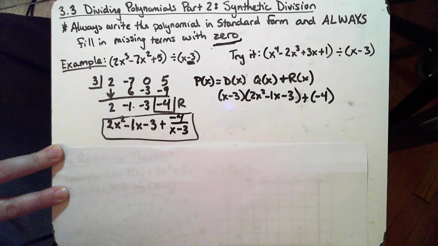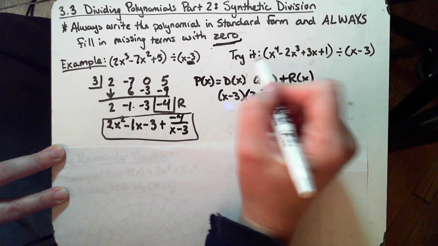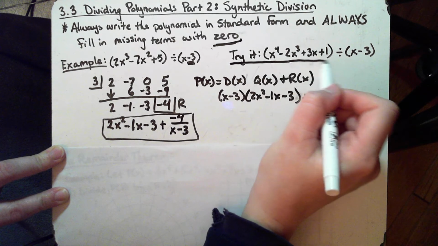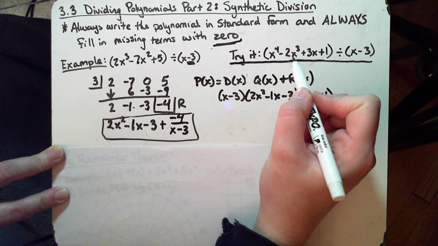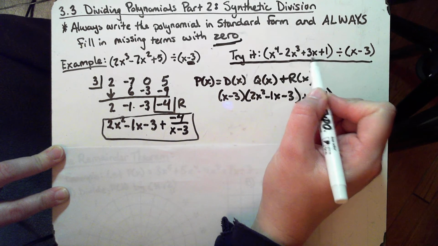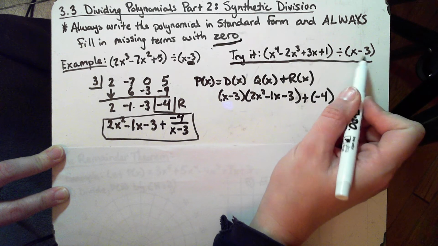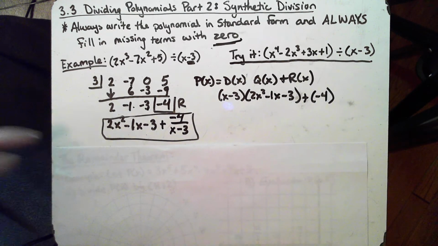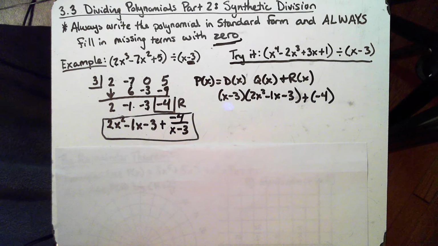Okay, so it's your turn to try it. Pause the video, complete this question, x to the 4th minus 2x cubed plus 3x plus 1 divided by x minus 3. So do that division, press play, and see what I have for you next.